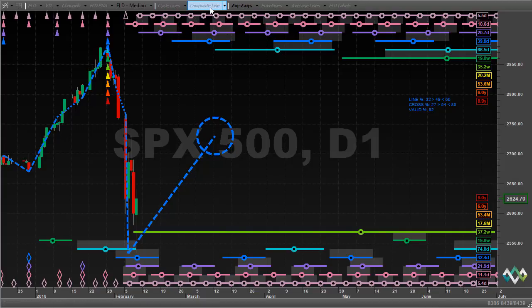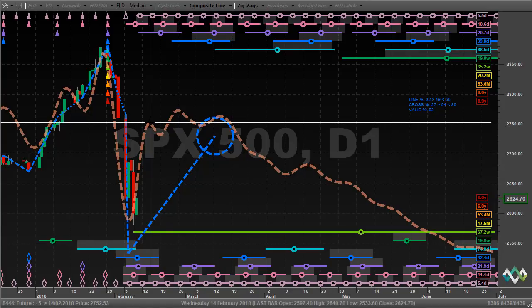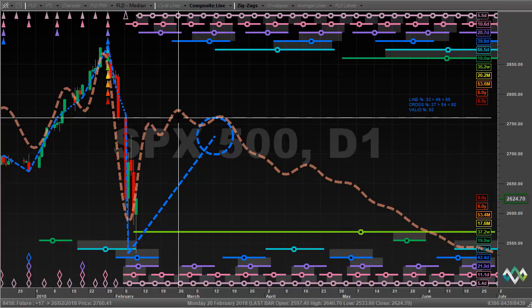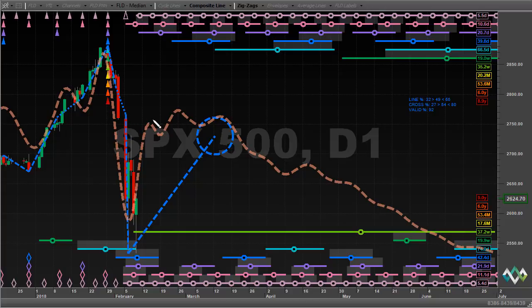And if we display the CML composite model line, you can see that shows us a little more detail. We were expecting a first peak to form over here on the 14th of February, then another peak to form over here on the 25th or 26th of February, and then this peak over here on the 14th of March. So you can see in that composite model line these three peaks. Now the composite model line is not perfectly accurate in terms of the actual price level.